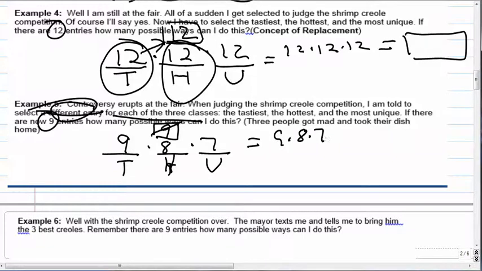Step 4. Do we have order? Yes, we do. You pick first your tastiest. You pick second your hottest. I said something different here. So there's no division. Do your math. That's your answer.